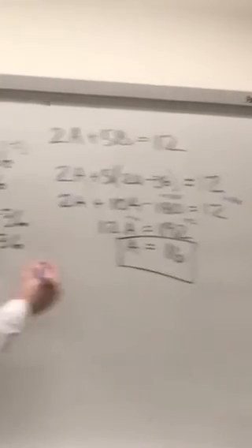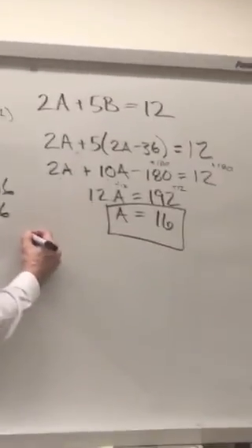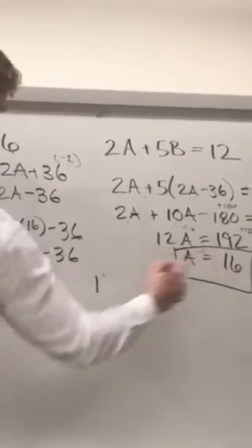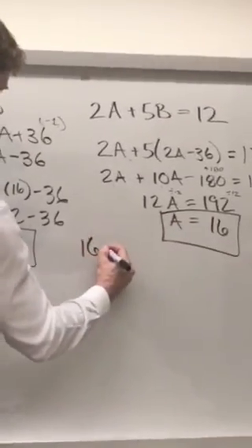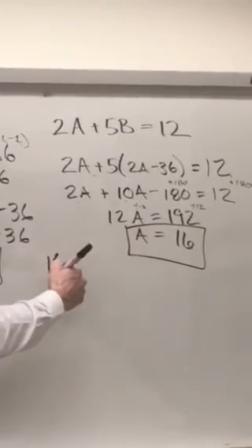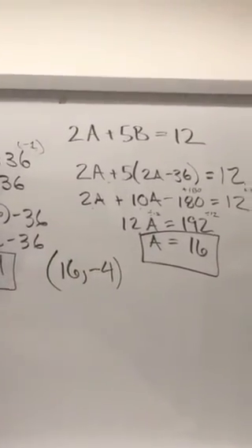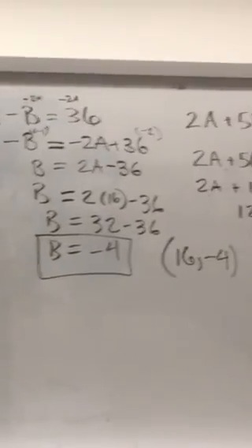Normally when you write this as a solution or an answer, you would write A equals 16, and B equals minus 4. So you just write 16, which is the answer for A, and minus 4, which is the answer for B. And that is how you solve equations by substitution. Bye.